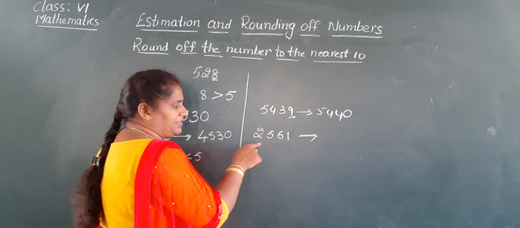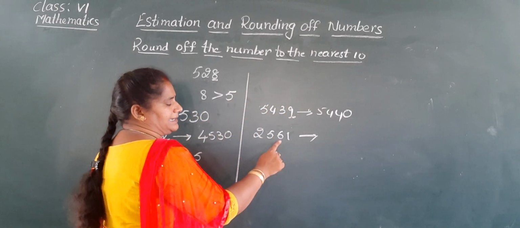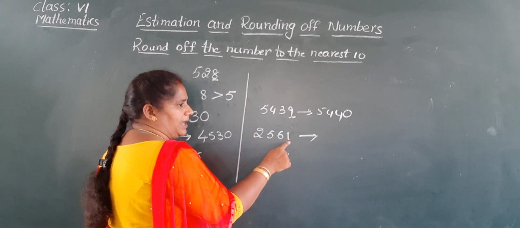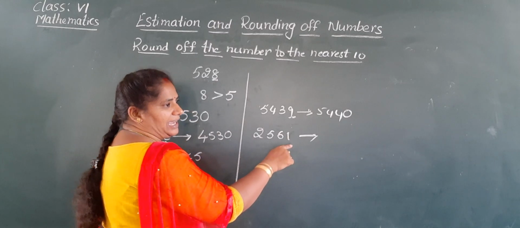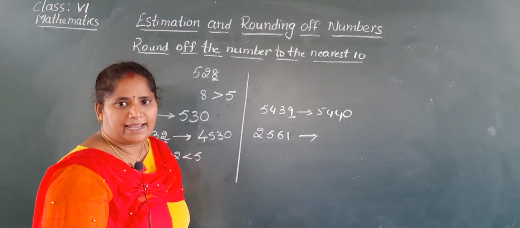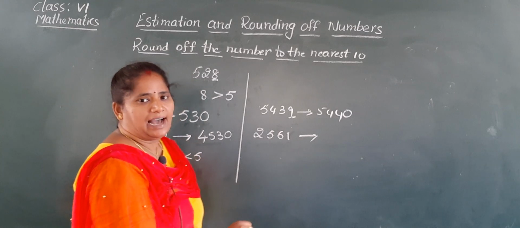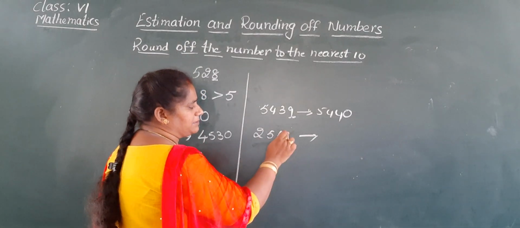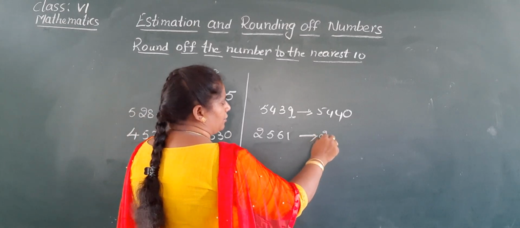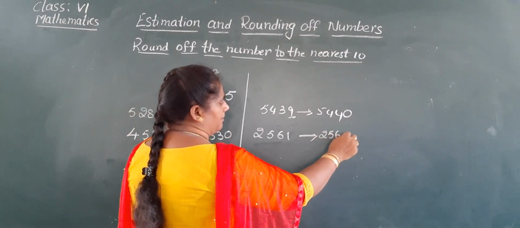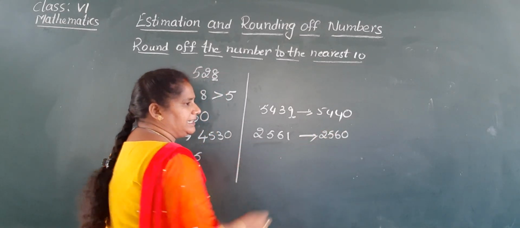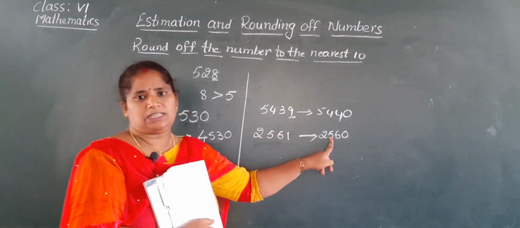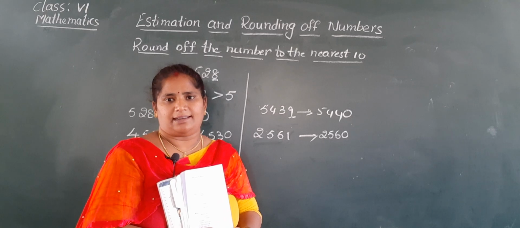So to round off this number to the nearest 10, see the digit in the units place. Yes, 1. It is less than 5. If the digit in the ones place is less than 5, the remaining digits all stay the same and keep 0 in the units place. 2560. The digit in the units place becomes 0 and the remaining digits we write as they are. I hope you understand clearly.